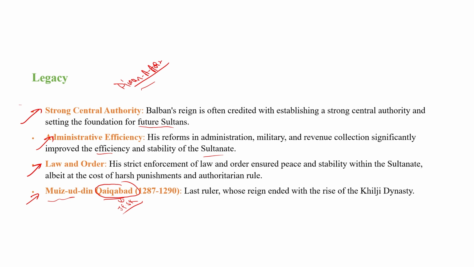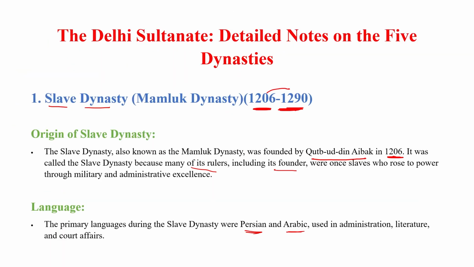Jalaluddin Firoz Shah Khilji in 1290 killed Shamsuddin Kaimur, also known as Kaikabad, and overthrew the slave dynasty. He destroyed the slave dynasty and started the Khilji dynasty over India. So after the decline of the slave dynasty, the Khilji dynasty became the next dynasty to rule over the Delhi Sultanate. Clear? So this is the slave dynasty we have discussed. Let's quickly revise the session.